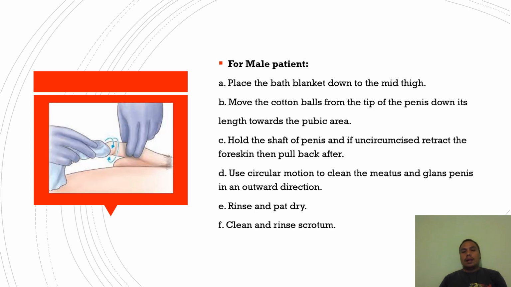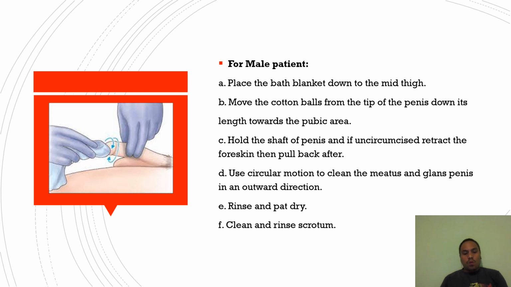For our male clients or male patients, place the bath blanket down to the mid-thigh to provide privacy to our patients by draping. And after that, for a male patient, move the cotton balls from the tip of the penis down its length towards the pubic area, to prevent ascending infections.